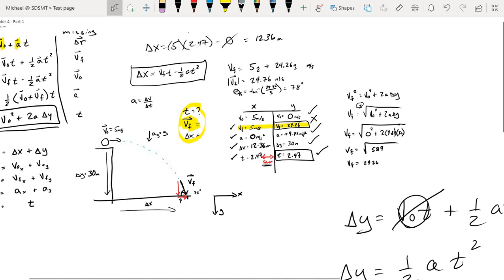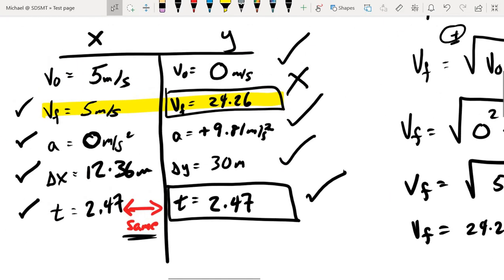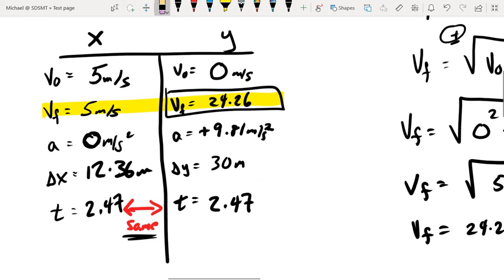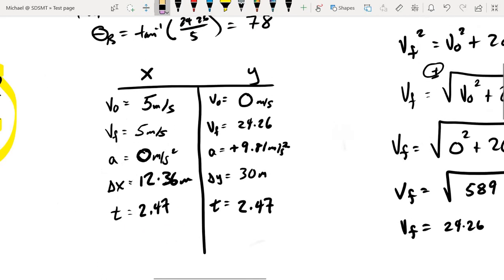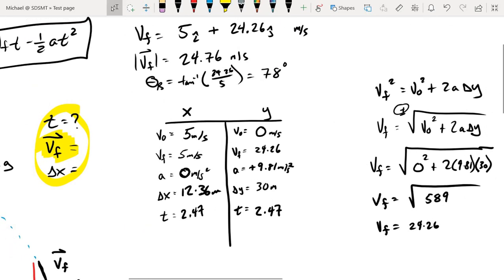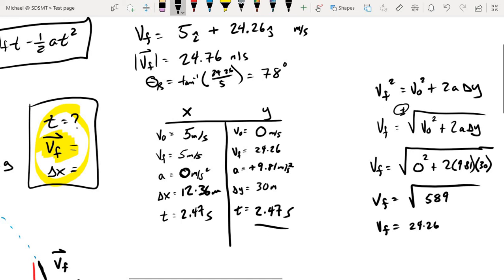Okay, well, once our table is full, once we have all the terms accounted for, we can effectively answer any question that the book wants to throw at us in terms of the system. So back to the questions that we asked over here. What was the time of flight? Well, we got that, 2.47 seconds.